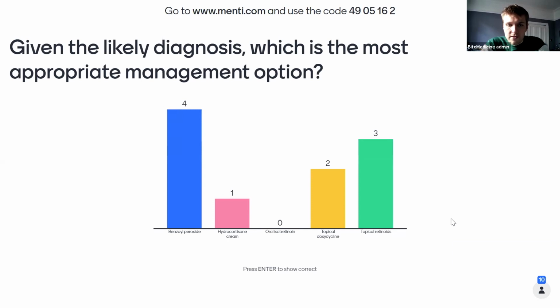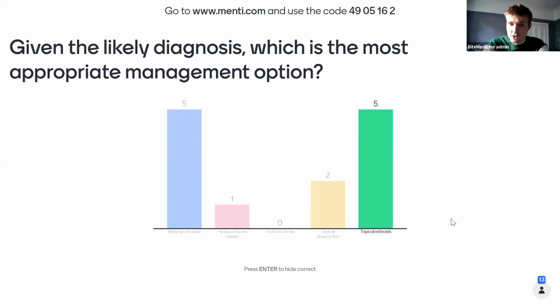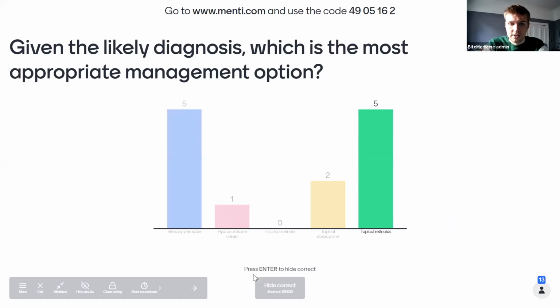Okay, so we've got a bit of an even spread here, and currently the majority are leaning somewhere between benzoyl peroxide and topical retinoids. So this is a bit of a naughty question. So the answer is topical retinoids. And we're going to quickly work through now why that is the case.